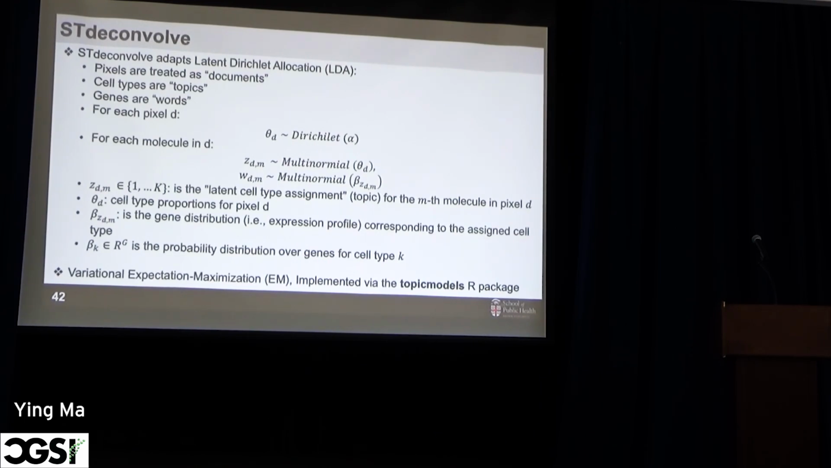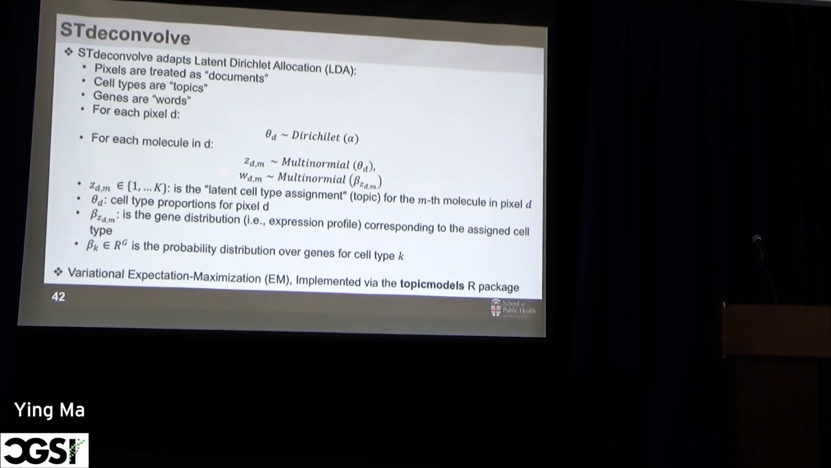So let's say for each spatial location, theta d is the cell type proportion that we want to estimate, and we assume that it follows a Dirichlet distribution, which guarantees that the proportions sum to 1, and is also a typical assumption for the cell type proportion variables.